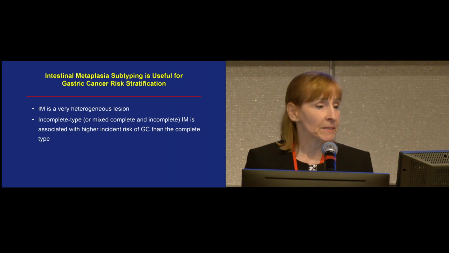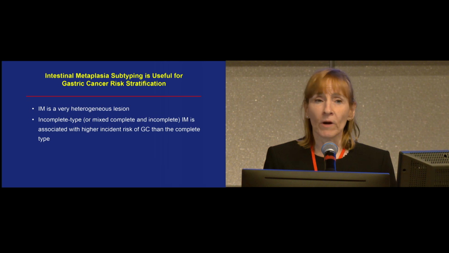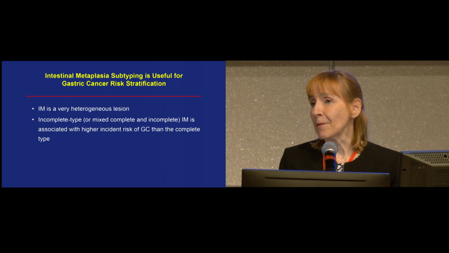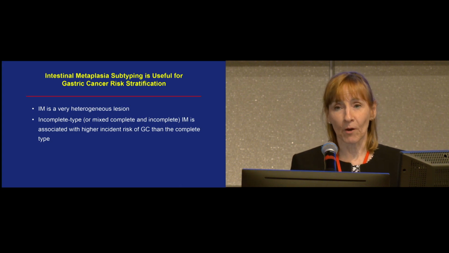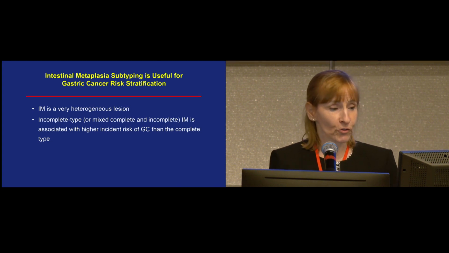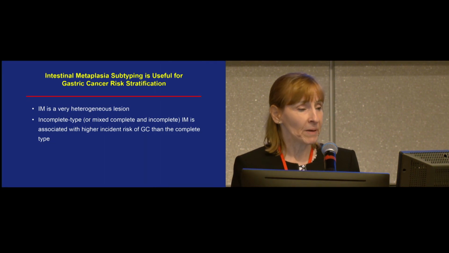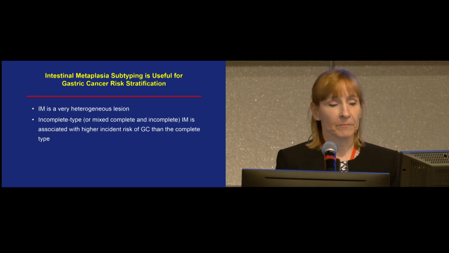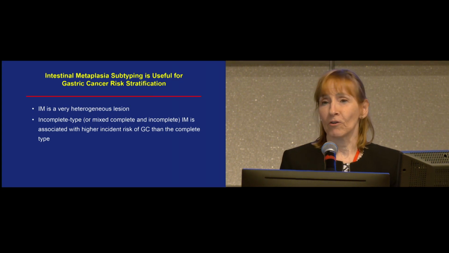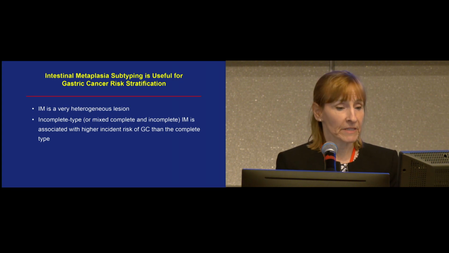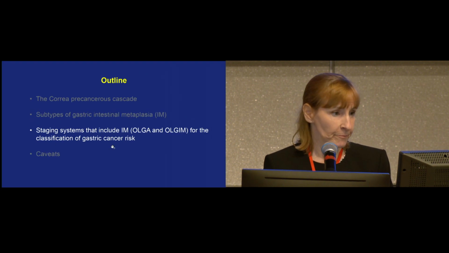So we know that intestinal metaplasia subtyping is now useful for gastric cancer stratification. But one thing, because intestinal metaplasia is a very heterogeneous lesion, and most importantly, most patients with metaplasia will never have cancer. That's why the subtyping is so important. We know that the incomplete type, sometimes we call it incomplete, but incomplete is usually a mixture of complete and incomplete. So you can call it mixed or you can call it incomplete, and anyway, the risk is going to be the same. And this type is associated with a higher risk of cancer.